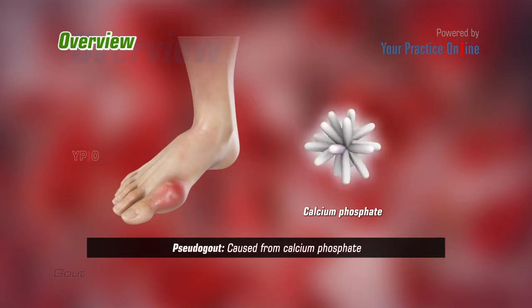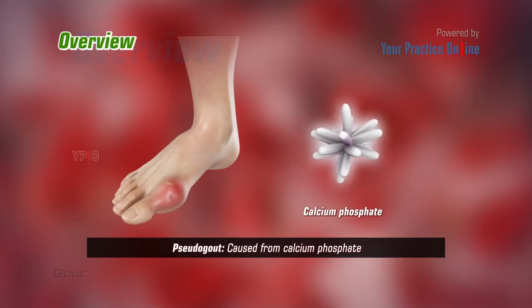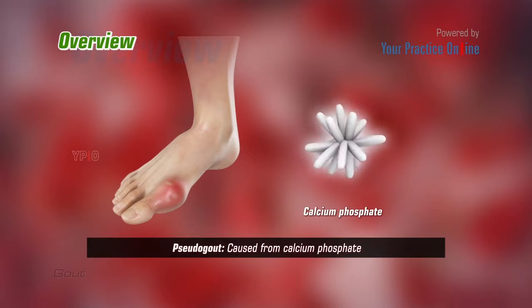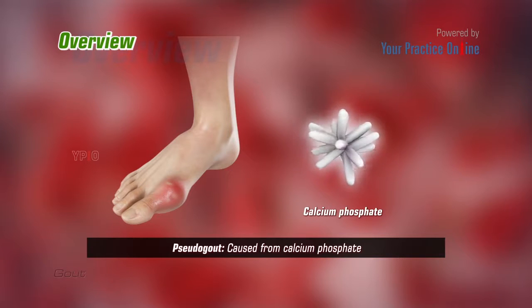Pseudogout is a condition having similar symptoms but is different from gout because it is caused by calcium phosphate rather than uric acid.